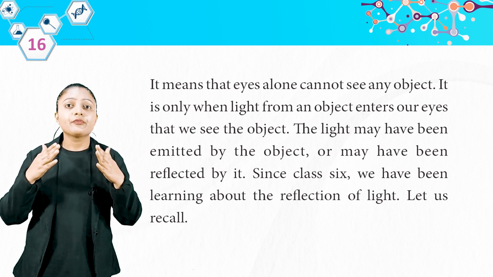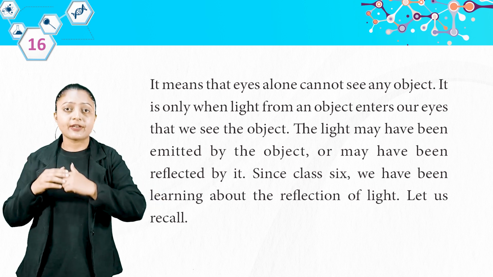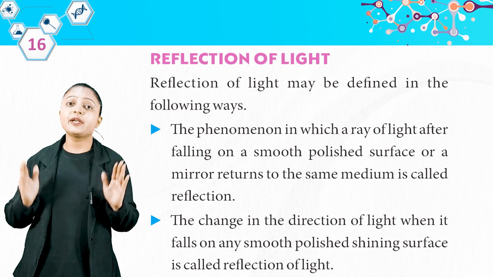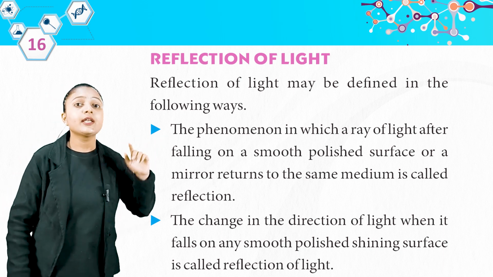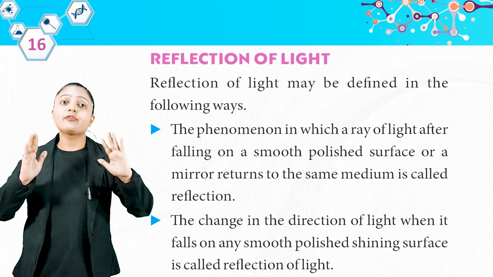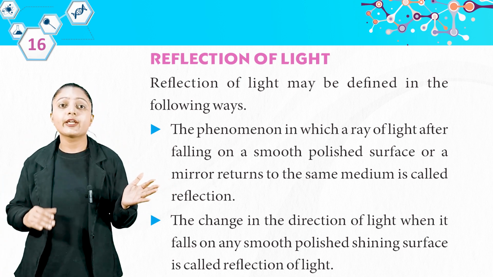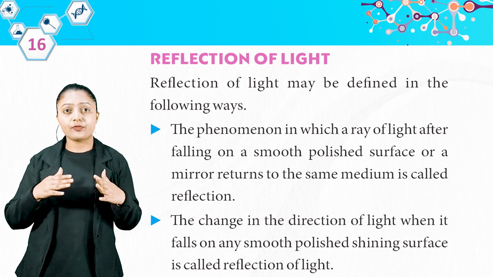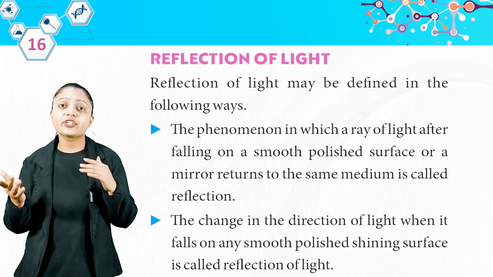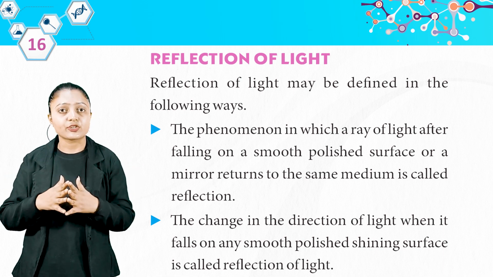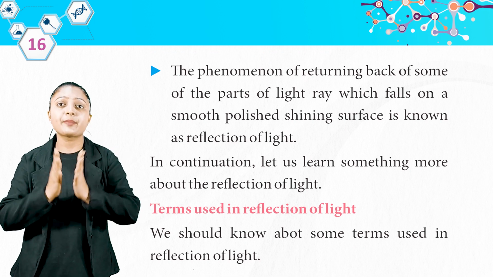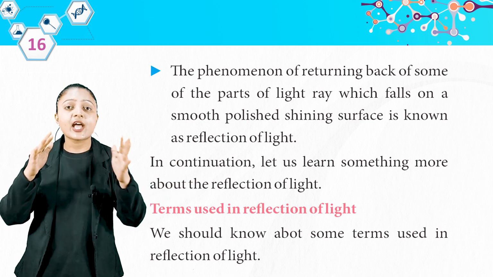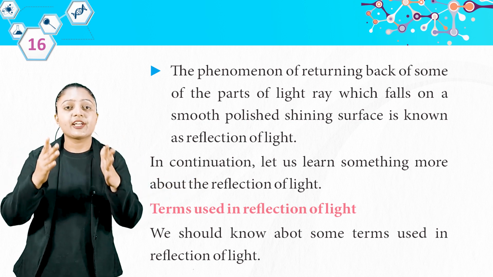Since class 6, we have been learning about the reflection of light. Let us recall. Reflection of light may be defined in the following ways. Number 1. The phenomenon in which a ray of light after falling on a smooth polished surface or mirror returns in the same medium is called reflection. The change in the direction of light when it falls on any smooth polished shining surface is called reflection of light. The phenomenon of returning back of some of the parts of a light ray which falls on a smooth polished shining surface is known as reflection of light.